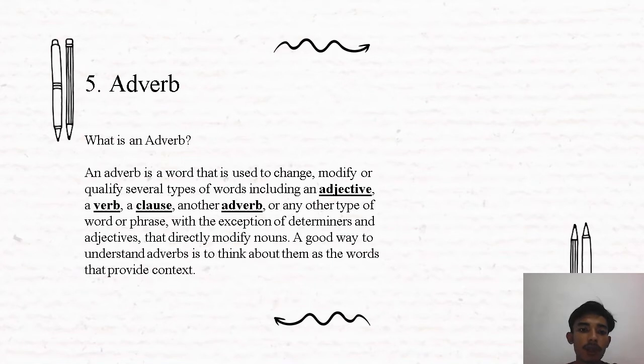Adverb. What is an adverb? An adverb is a word that is used to change, modify, or qualify several types of words, including an adjective, a verb, a clause, another adverb, or any other type of word or phrase, with the exception of determiners and adjectives that directly modify nouns. A good way to understand adverbs is to think about them as the words that provide context.